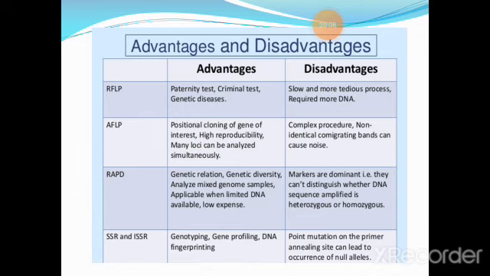That is one problem. RAPD, genetic relation establishment, genetic diversity studies, analyze mixed genome samples, applicable when limited DNA is available, works out economical. Disadvantage: markers are dominant, that is, they can't distinguish whether the DNA sequence amplified is heterozygous or homozygous. So these are the advantages and disadvantages of RFLP, AFLP and RAPD what you have studied. You can see one more marker here, SSR and ISSR. So they are also a type of markers. I have not taught you because this is not there in the syllabus.